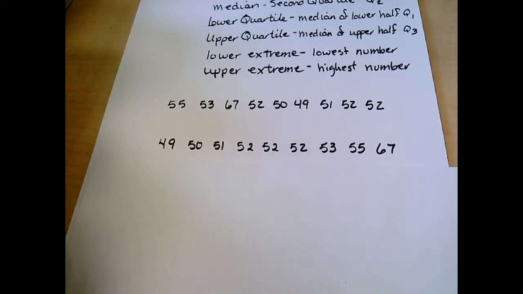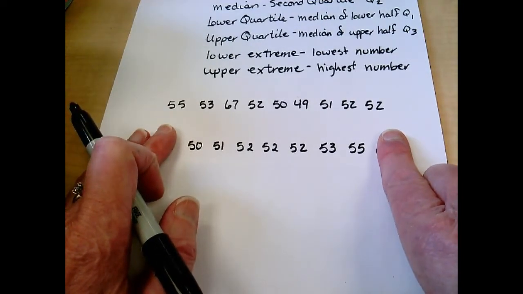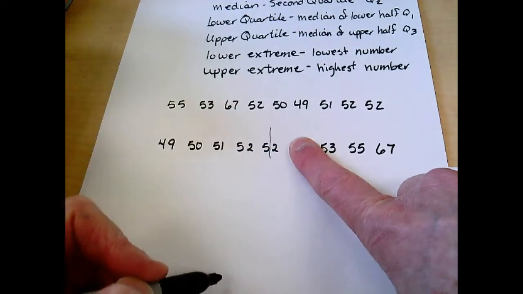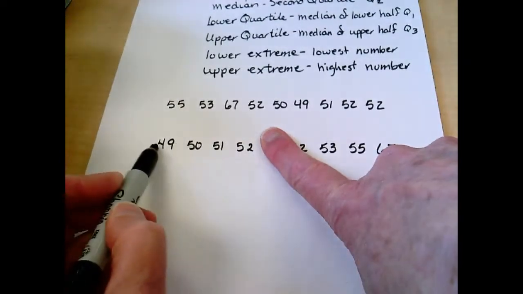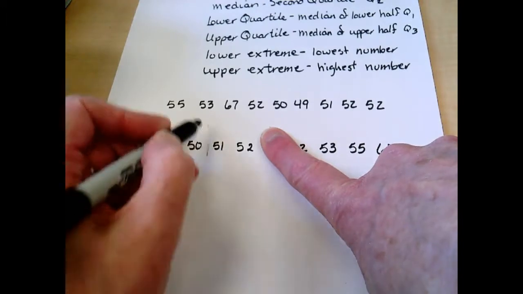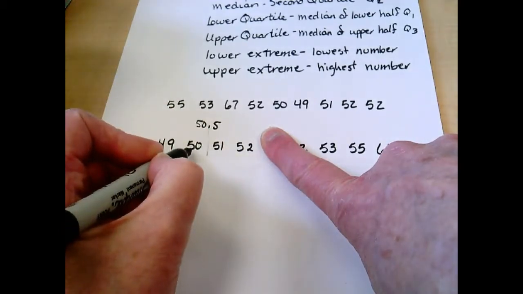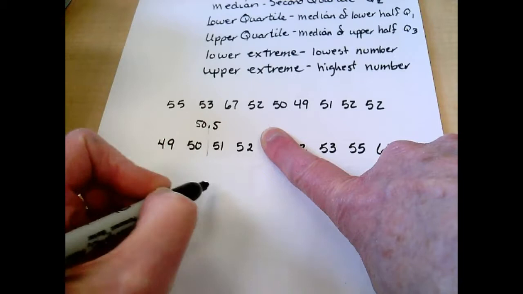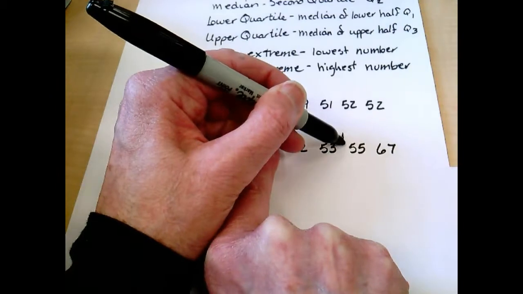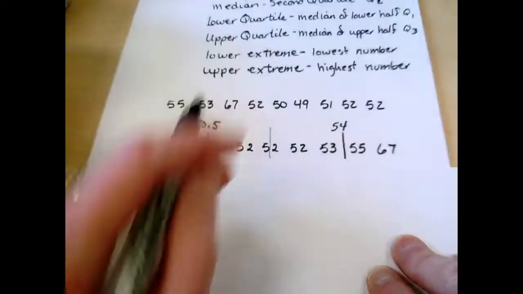Okay, so now I have to find my median. So again, starting from the outside going in, 52 is my median. Then I would look to the left, and I find the median there. It's halfway between 50 and 51, which would be 50.5. I can add the two numbers together and divide by 2, or it's halfway between. Then from 52, I look to the right, and I'm halfway between 53 and 55, which is 54.